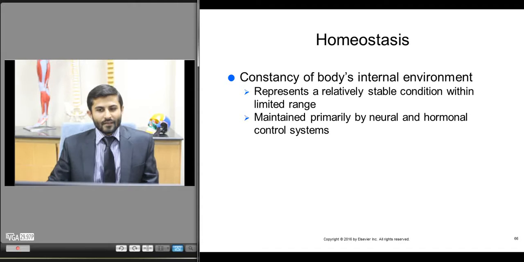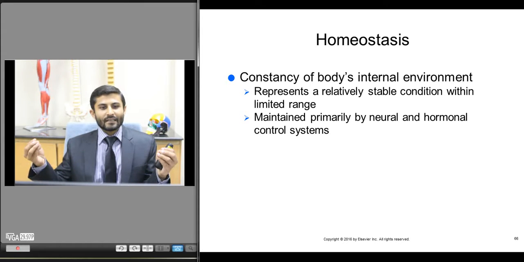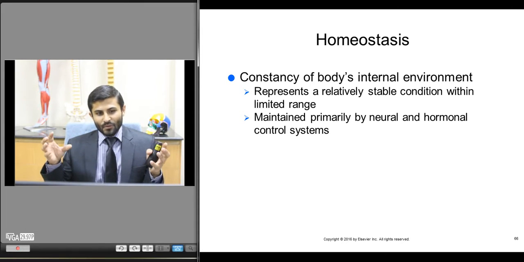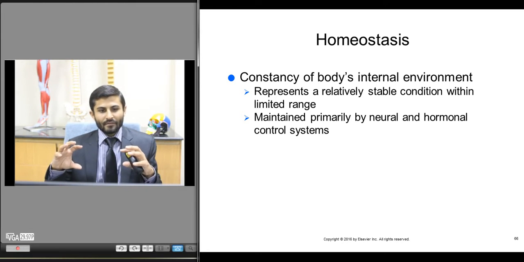Homeostasis, this is the first concept that I studied in physiology. Basically, maintenance of the internal environment. The human body is so efficient that it tries to maintain the internal environment with the help of different tissues, different systems, and different organs. So homeostasis is the maintenance of the internal environment of the body.